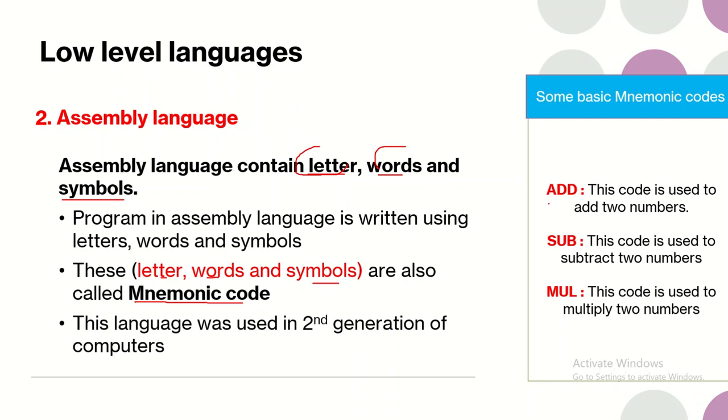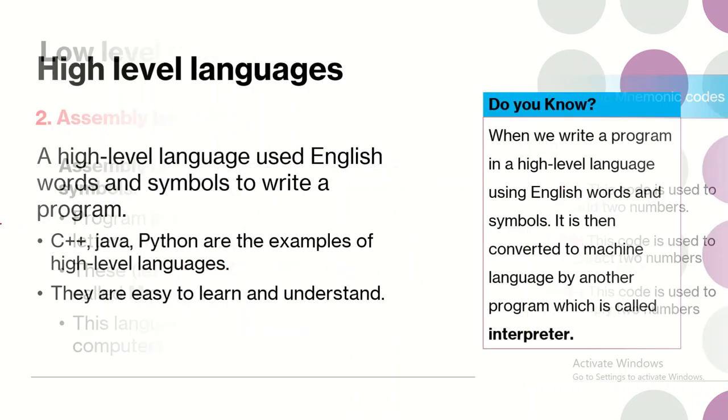Now in assembly language, ADD means when you want to add 2 numbers. SUB is also a mnemonic code, and it subtracts 2 numbers. And MUL is also a mnemonic code, and it multiplies 2 numbers. So whenever you write a program using the assembly language, you will be using mnemonic codes. And assembly language was used in the second generation of computers.